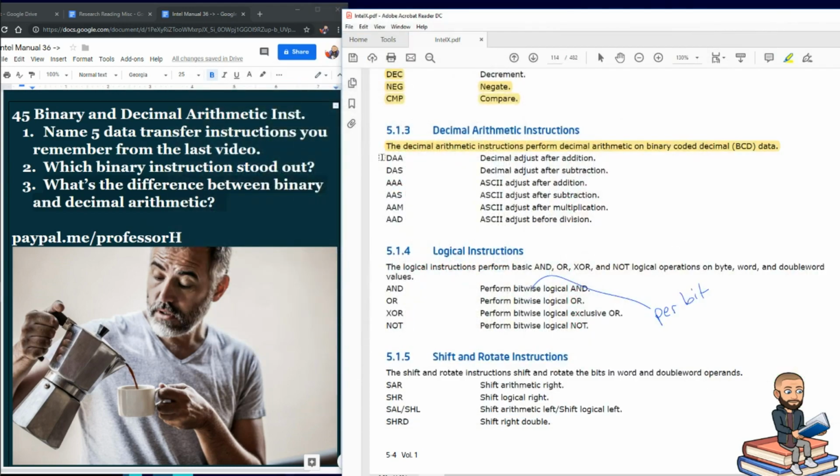So those instructions are like DAA for decimal adjust after addition. Then you could decimal adjust after subtraction. And now we got a bunch of ASCII stuff. So AAA, ASCII adjust after addition. AAS, ASCII adjust after subtraction. Oh, you see a little pattern here, AAM and AAD, so there you go.